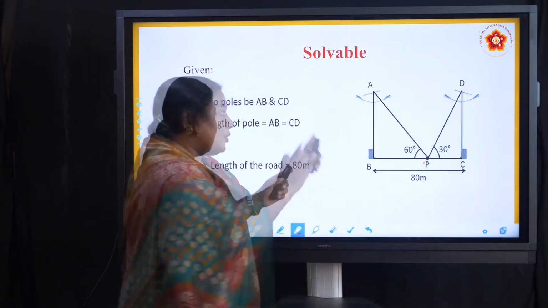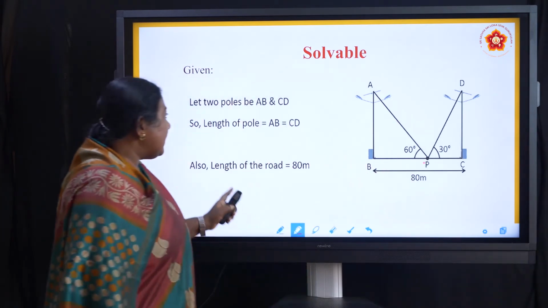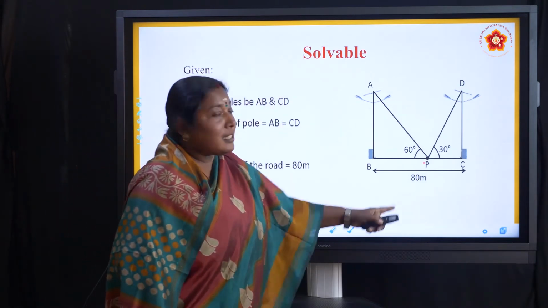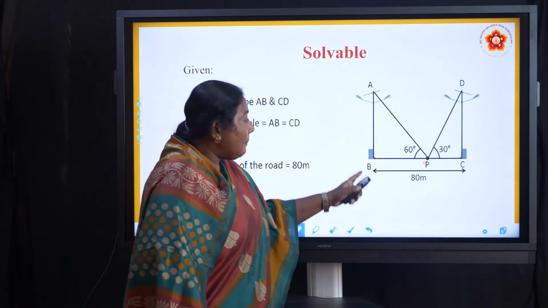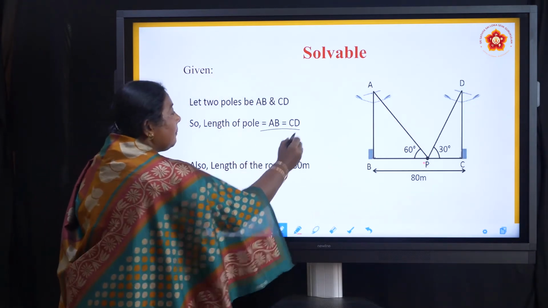So draw it correctly. The distance between the two poles is 80 meters. That is what they have given, and also they have mentioned that both the poles are equal. That means AB is equal to DC. That is very important one. Keep it in mind. Okay.